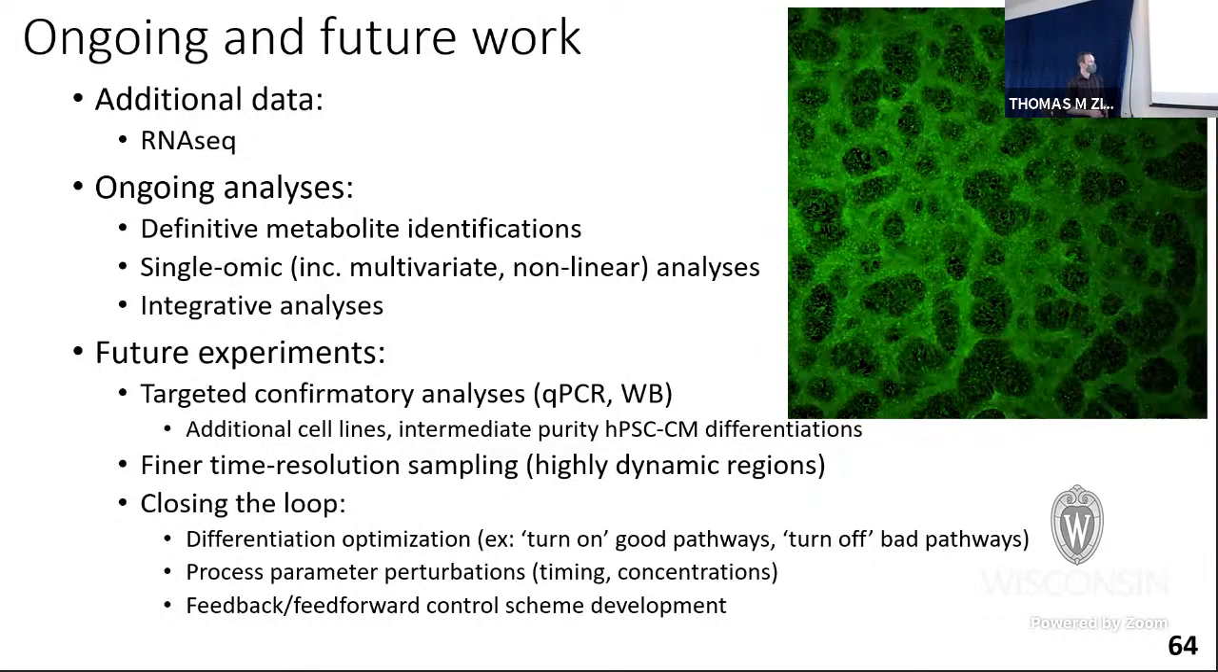Some additional perturbations on the overall processing parameters, and then eventually trying to develop methods to do feed forward or feedback control. So for example, if we see at day 2, glycolysis is turned on heavily, we could say, okay, well now instead of failing the batch, let's go in and inhibit it to try to bring it back on specification.